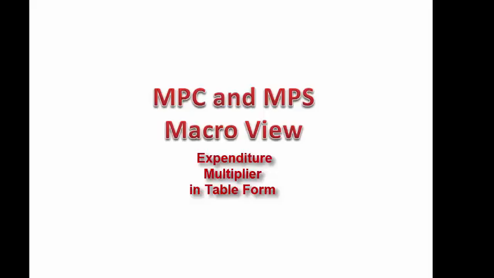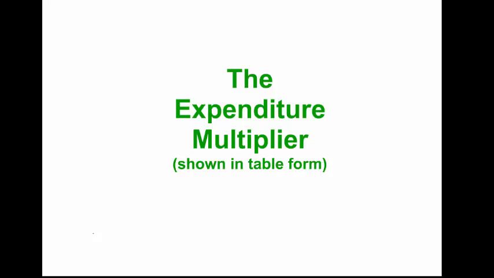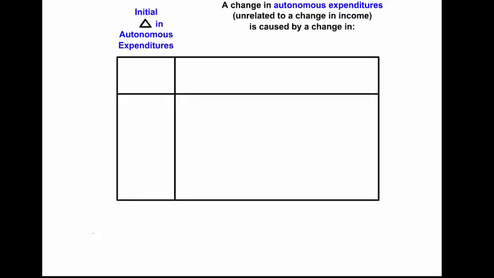Marginal propensity to consume and marginal propensity to save, the macro view. Let's look at the expenditure multiplier shown in table form. Let's say a change in autonomous expenditures is caused by a change in consumption, investment, or government purchases. Once this change in autonomous expenditure occurs, then the new changes in income that occur induce more expenditures.